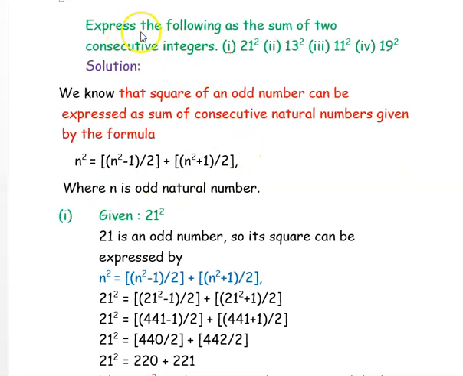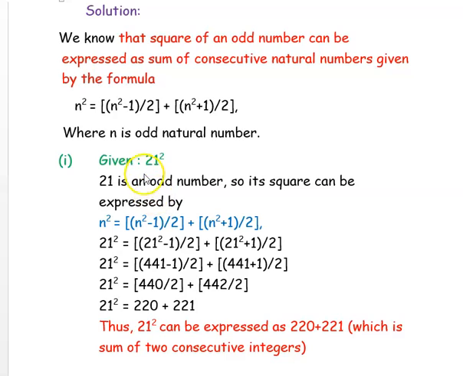Now, our first example is: express the following as the sum of two consecutive integers. The first question is 21 square. Solution: we know that square of an odd number can be expressed as sum of consecutive natural numbers or positive integers. It is given by the formula n square equal to n square minus 1 divided by 2 plus n square plus 1 divided by 2. So, n should be a natural odd number. The first given number is 21 squared. Now we know that 21 is an odd number, so its square can be expressed by this formula.